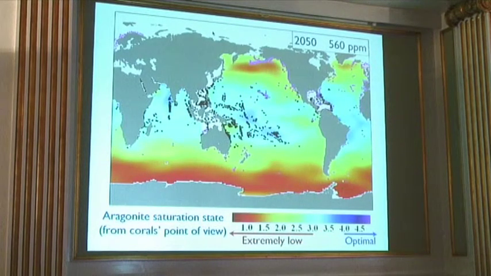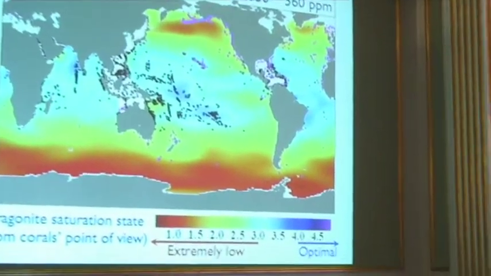As we go through this century, were we to rise to this level, 560, this is following along one of the IPCC scenarios, often referred to as a business as usual scenario. It's decreasing still further, and by the end of this century, with no changes in the way we deal with CO2, we could be at this level. Now you see that most of the oceans are unsuitable for growing corals. It's not that the coral can't grow, it's just that it has to put so much more energy into growing that it doesn't have the energy to deal with the rest of its life.